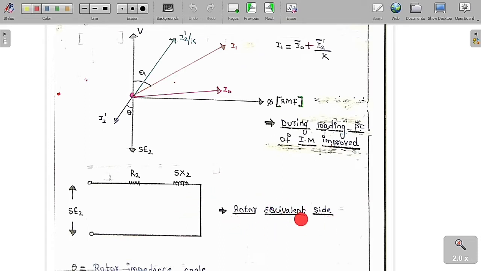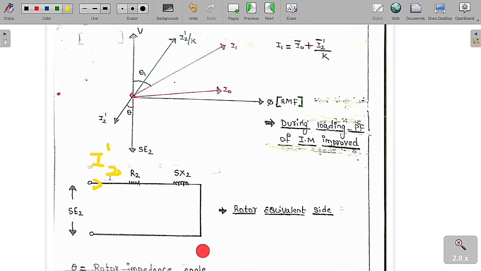The rotor equivalent side, as I have already told you: the EMF induced is S into E2, the rotor resistance is R2, and the rotor reactance is S into X2. The rotor current is I2 dash, the current which is flowing in the rotor. So this is called the rotor equivalent side.